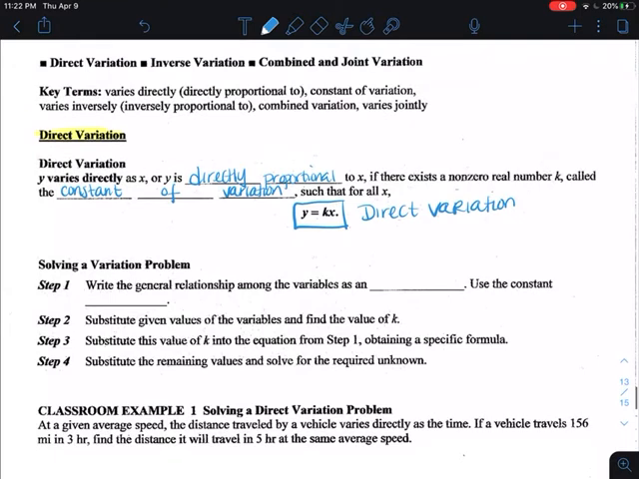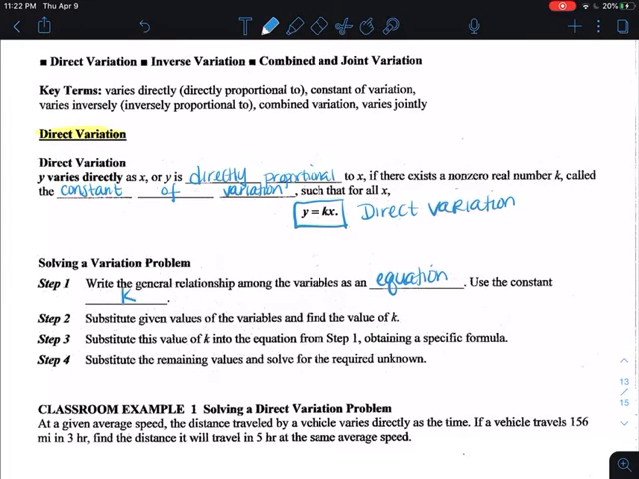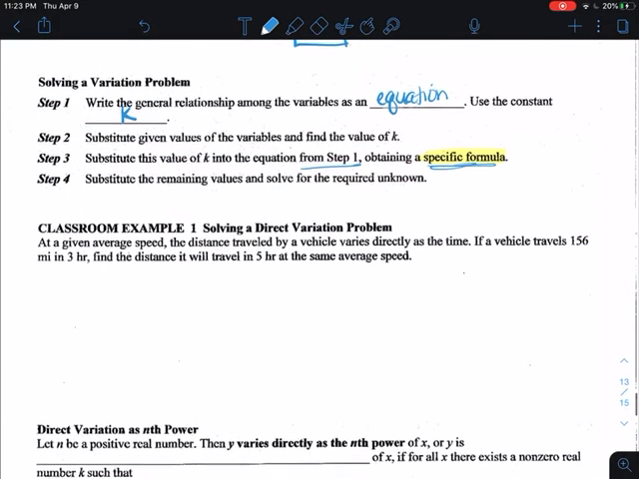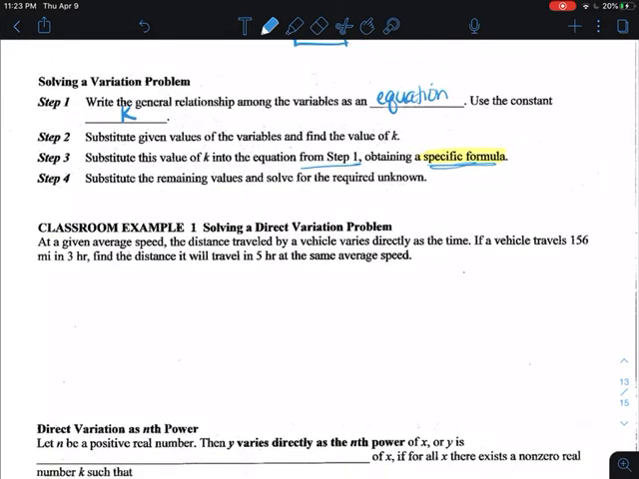So it says step 1, write the general relationship among the variables as an equation. Use the constant k. So every single example, we're going to be using k as our constant of variation. Then step 2, substitute given values of the variables and find the value of k. Step 3, substitute this value of k into the equation from step 1, obtaining a specific formula. So we'll come back to the specific formula part. And then substitute the remaining values and solve for the required unknowns. So I'm going to refer back to these steps as we solve these word problems.